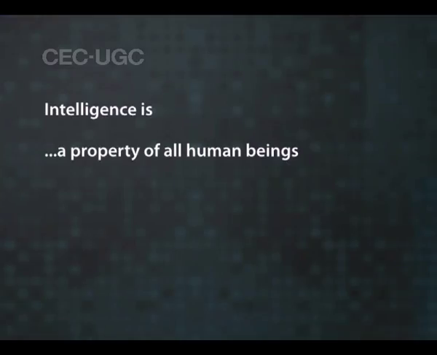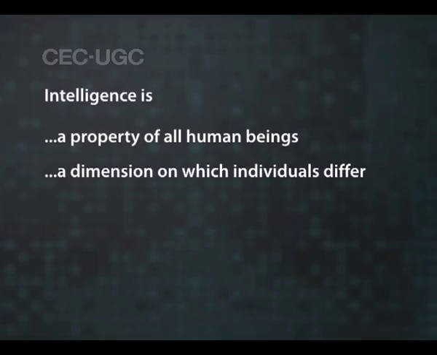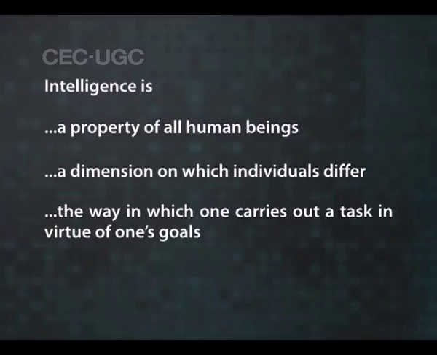Gardner also proposed 3 distinct uses of the term intelligence. According to him, intelligence is a property of all human beings. This means that all of us possess 8 or 9 intelligences. Second point is that intelligence is a dimension on which individuals differ. This means that no 2 people, not even identical twins, possess exactly the same profile of intelligences. Third, intelligence also is the way in which one carries out a task in virtue of one's goals.